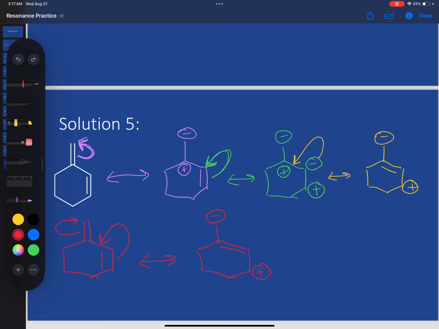And again, you could have done this the opposite direction where you started with this pi bond moving down. That would actually be a really cool exercise for you to try on your own and see how what would happen is your charges would be flipped, where your positive charge would be up here and the negative charge would be down here. So that would be a good exercise to try to see if you can get the same resonance structures but with the opposite charges. All right, here's problem number 5.